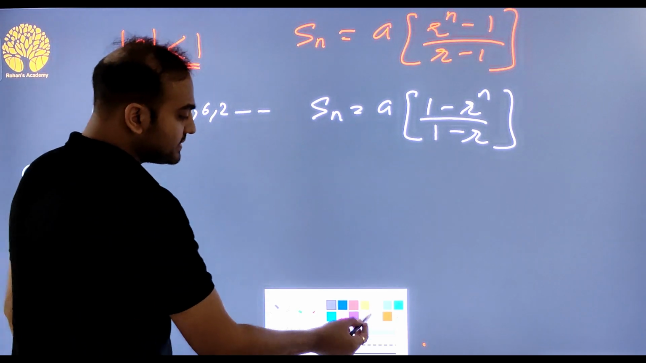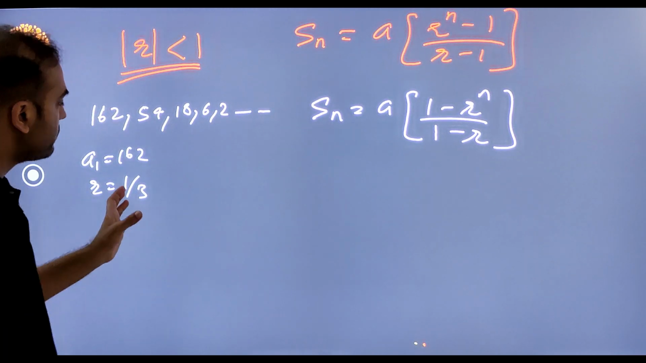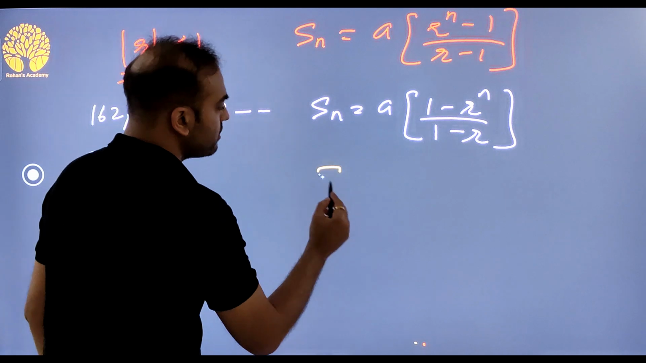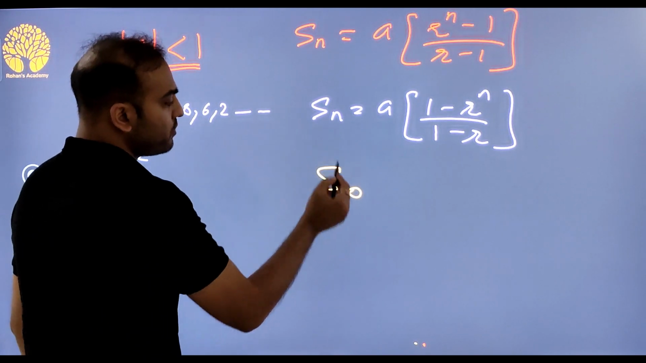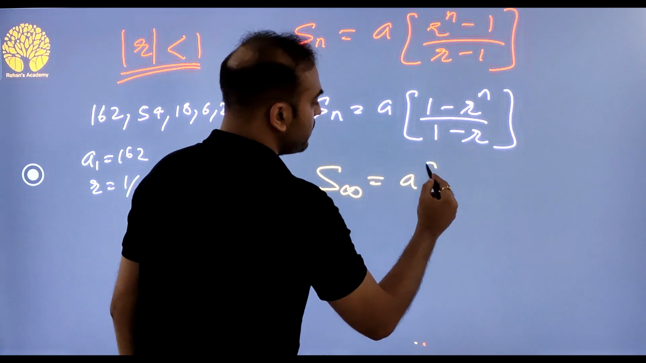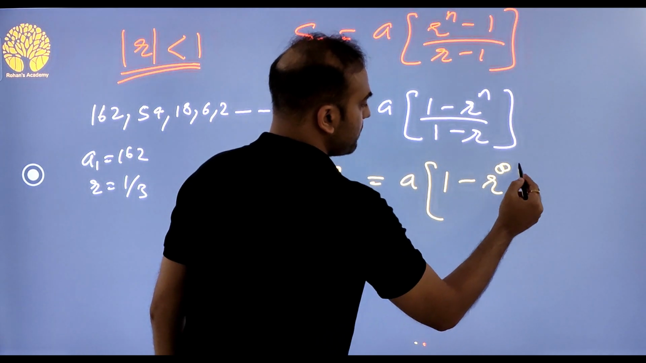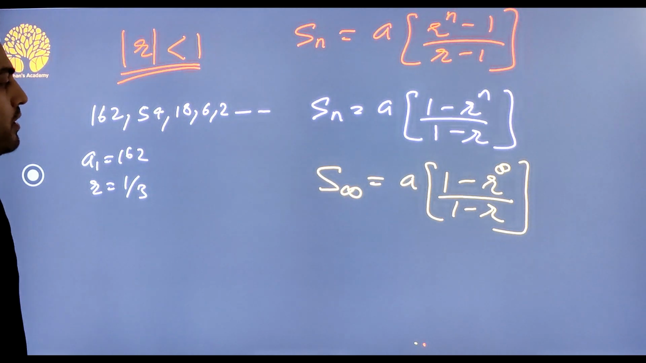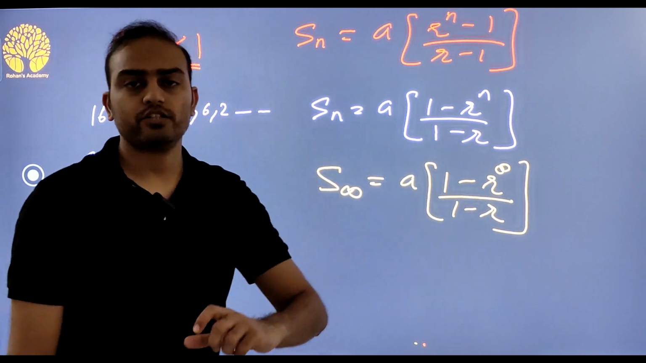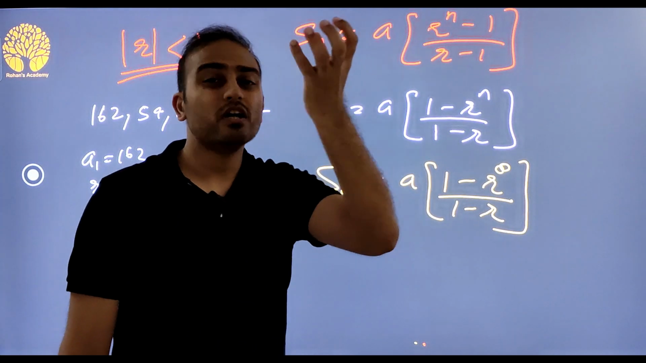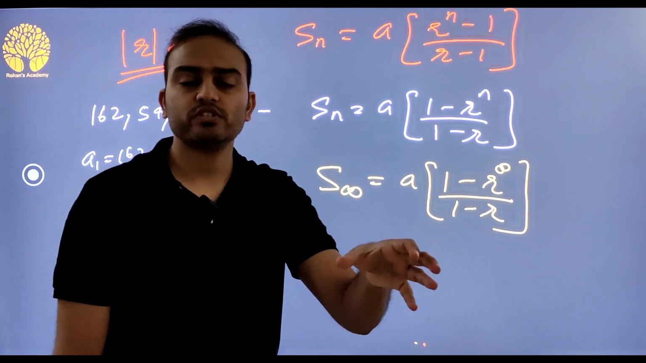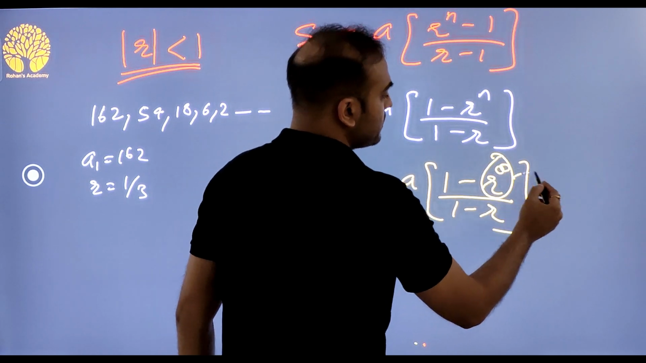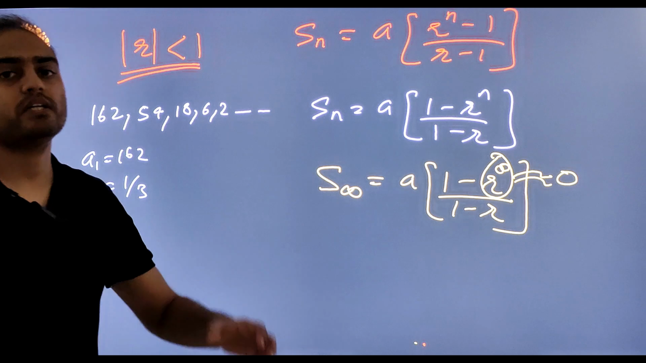Now this is where things get interesting. What if this series does not stop? What if I have infinite terms? What will happen? For the sum of infinite terms, in place of n I am putting infinity, that will become a into 1 minus r power infinity by 1 minus r. Now r is a fraction. The higher the power, the lower the value, the closer it gets to 0. So if I do infinity, this particular term simply becomes 0 because it becomes closer to 0.